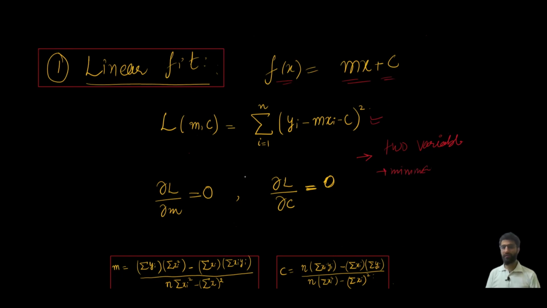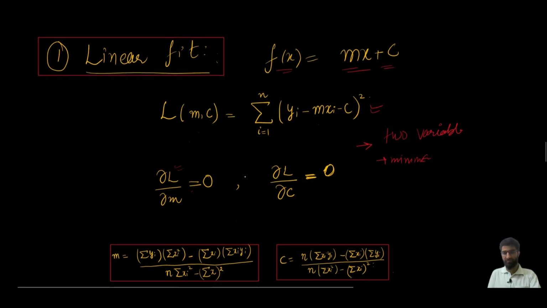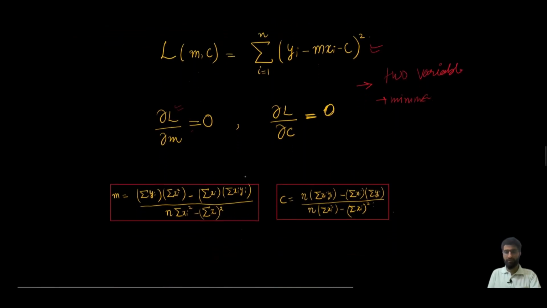Now we know that for minima or maxima, our gradient should be 0. That's why I calculate the partial derivative of this loss function with respect to my slope, and the partial derivative with respect to the intercept. At optimal points or the critical points, these slopes should go to 0. If you solve these two derivatives, you will get a unique value of m and c in terms of your dependent variable and your independent variable.